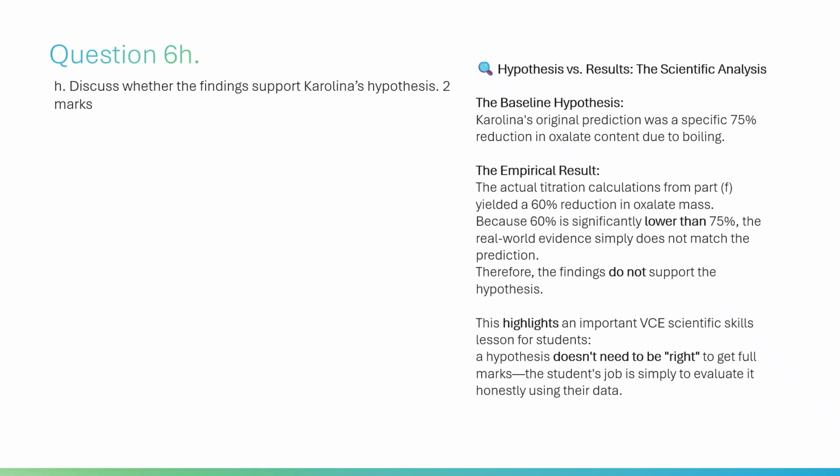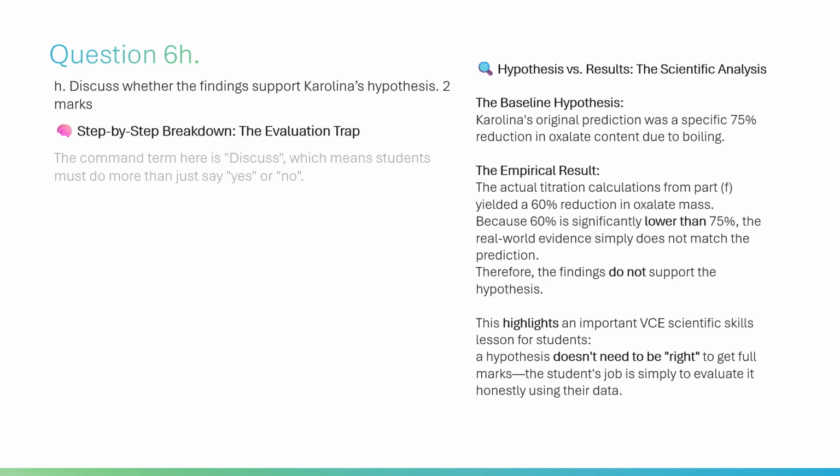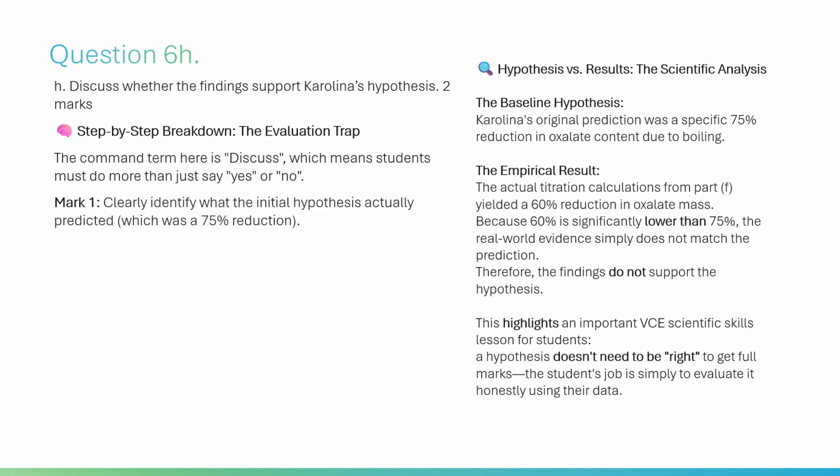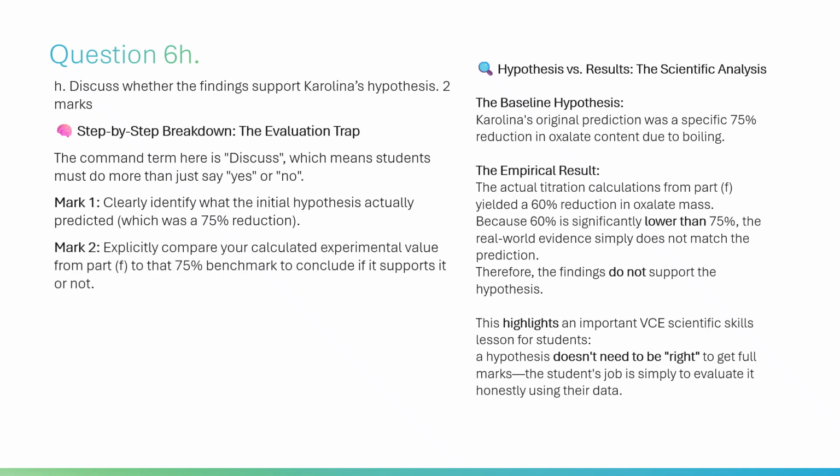Step-by-step breakdown: the evaluation trap. The command term here is discuss, which means students must do more than just say yes or no. Mark 1. Clearly identify what the initial hypothesis actually predicted, which was a 75% reduction. Mark 2. Explicitly compare your calculated experimental value from Part F to that 75% benchmark to conclude if it supports it or not.